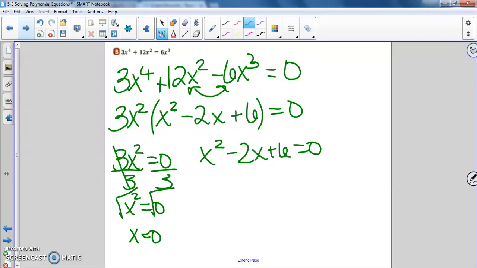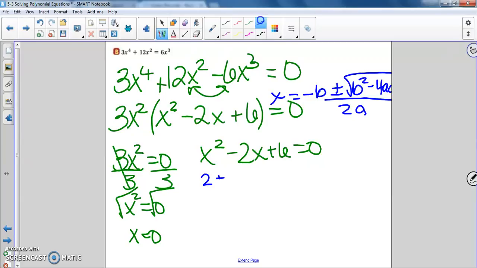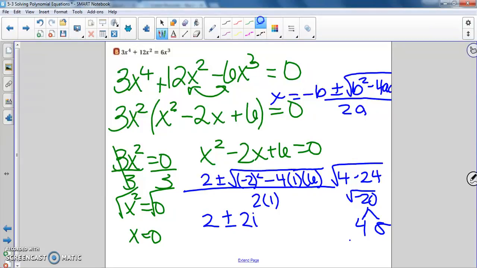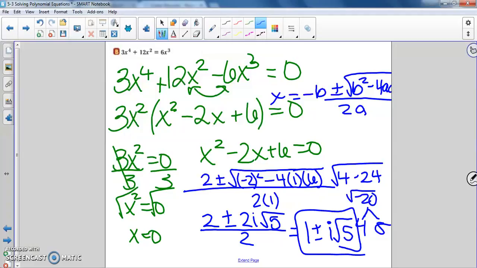Now for my other factor, I need to use the quadratic equation, which we all remember is negative b plus or minus the square root of b squared minus 4ac all over 2a will give us our x values. So 2 plus or minus the square root of negative 2 squared minus 4 times 1 times 6 all over 2 times 1. So this is 4 minus 24. So this is the square root of negative 20, which will really be 4 and 5. So we get 2 plus or minus 2i root 5 over 2. My 2's can cancel. So this is equal to 1 plus or minus i root 5. That's two of my imaginary solutions, and x equals 0 is my real solution.